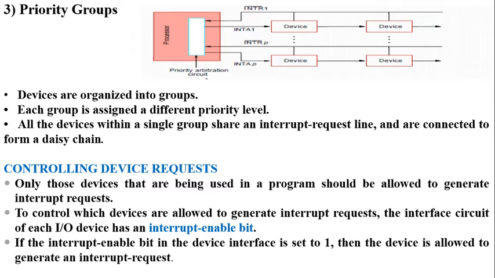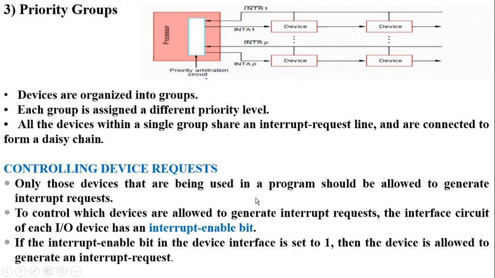Okay, and next is about controlling device requests. Only those devices that are being used in a program should be allowed to generate interrupt requests. To control which devices are allowed to generate interrupt requests, the interface circuit of each I/O device has an interrupt enable bit. If the interrupt enable bit in the device interface is set to 1, then the device is allowed to generate an interrupt request.